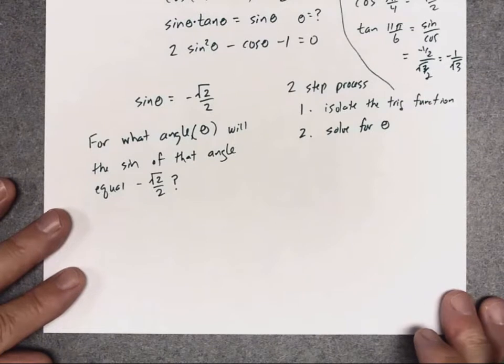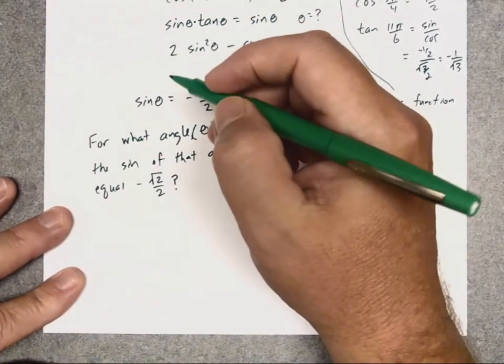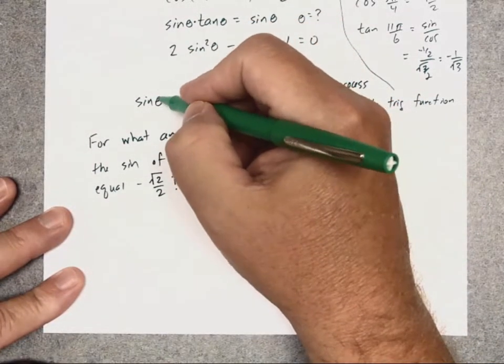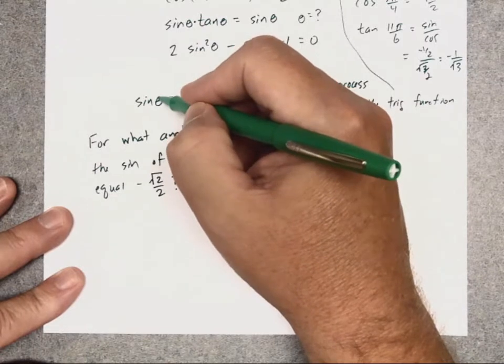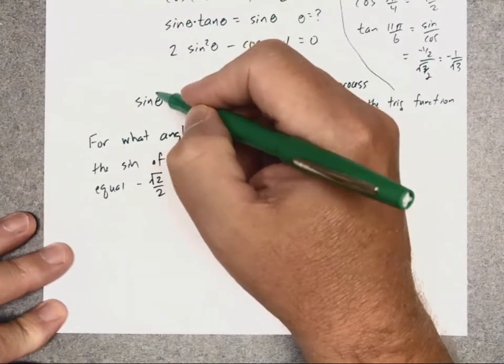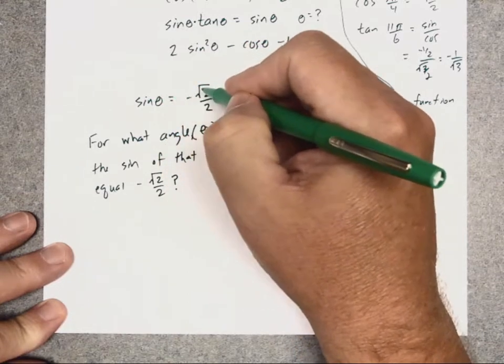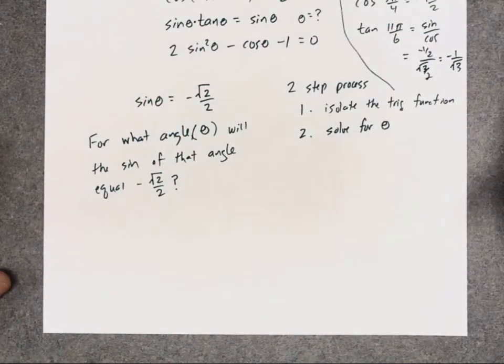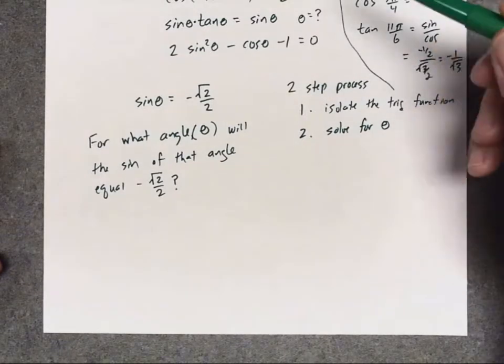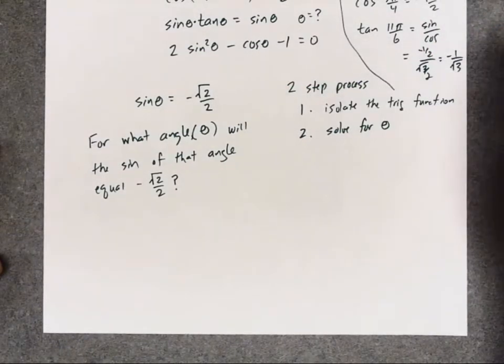So let's think about that. What I'm saying is, I'm trying to solve for theta. I'm trying to find an angle for theta that when I take the sine of it, it's going to equal negative square root of 2 over 2. So basically I'm saying I need to go find an angle where the sine of the angle is negative square root of 2 over 2. You know what I'm going to do? I'm going to use the unit circle. Hopefully you've all got it memorized by now.